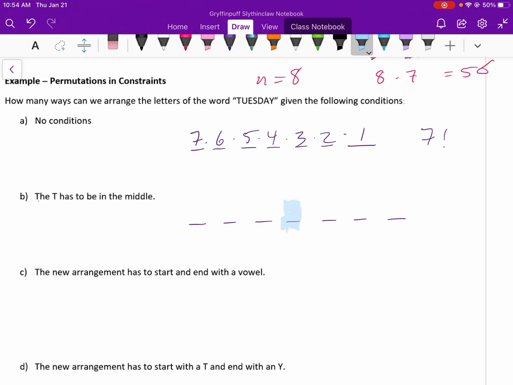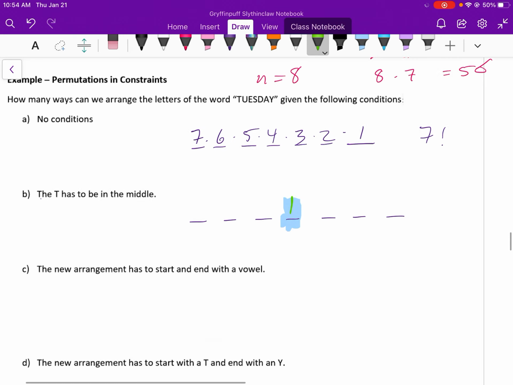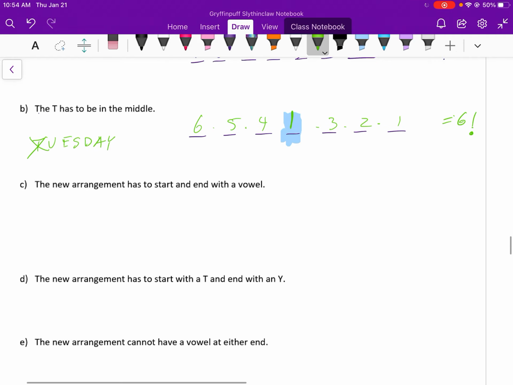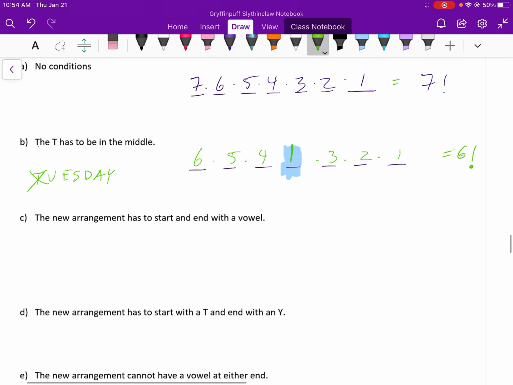So now, how about if T has to be in the middle? Well, we still have 7 letters, and what I'm saying is T has to be in the middle. So allow me to put T in the middle. There's only one choice for that. I've just placed the T in the middle. Well, now there are 6 letters left over, then 5, then 4, then 3, then 2, then 1. So really, this is equal to 6 factorial.